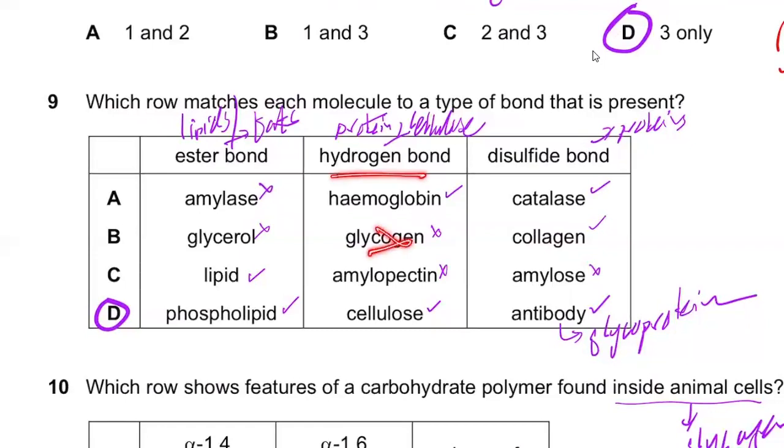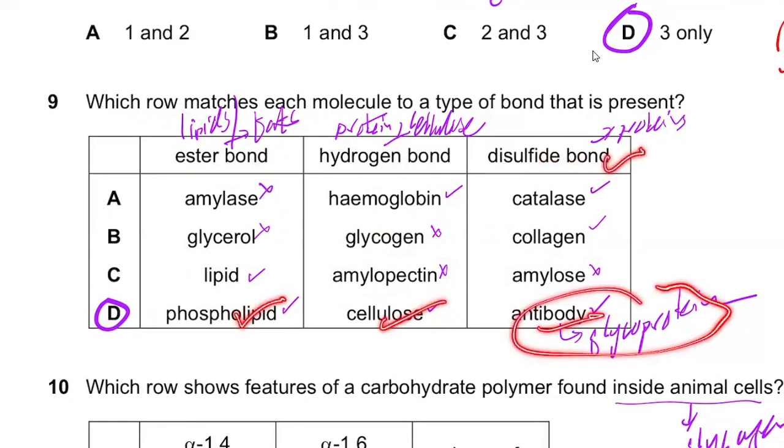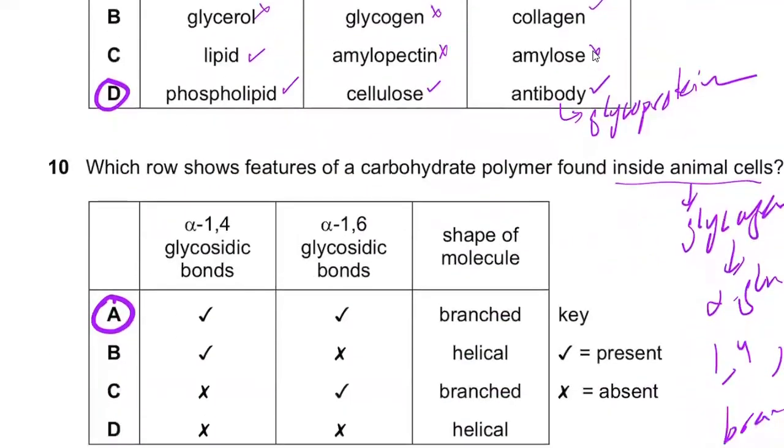Similarly, glycogen cannot have hydrogen bonds because it's neither protein nor cellulose. Coming to lipids, yes, lipids can have ester bonds. Amylopectin cannot have hydrogen bonds, and amylose is basically present in starch. It can't have a disulfide bond either. Antibody, being a glycoprotein, can have disulfide bonds. In fact, it is stabilized by disulfide bonds between the heavy chains of the antibody molecule. Cellulose has hydrogen bonds. Phospholipids have ester bonds.